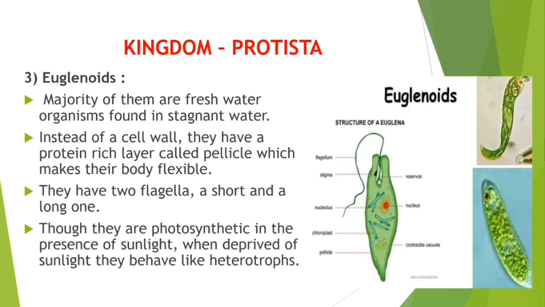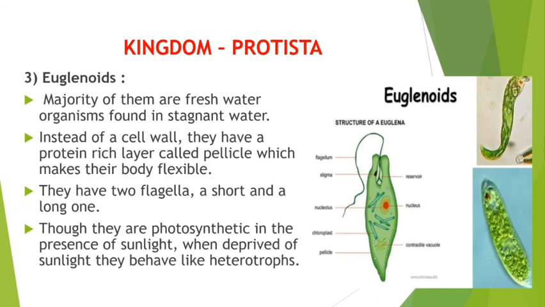Then my dear student, they are photosynthetic in the presence of sunlight, so whenever sunlight is there, they show photosynthesis. When deprived of sunlight, if sunlight does not reach them, then they behave like heterotrophs. So they show the characteristics of both a plant and an animal. As a result, they are in the middle, isn't it? If they can photosynthesize, they will, otherwise they show the characteristics of heterotrophs. One of the most common examples of euglenoids is Euglena.